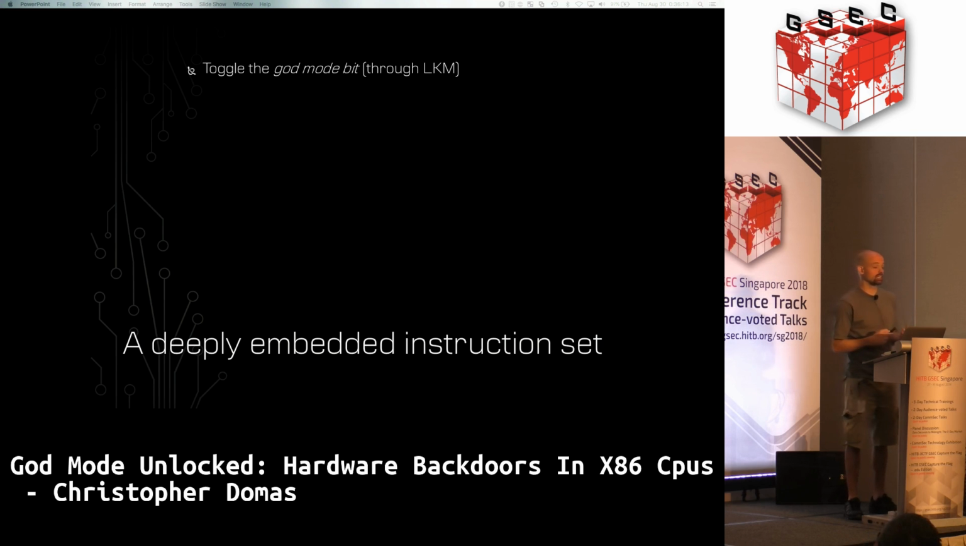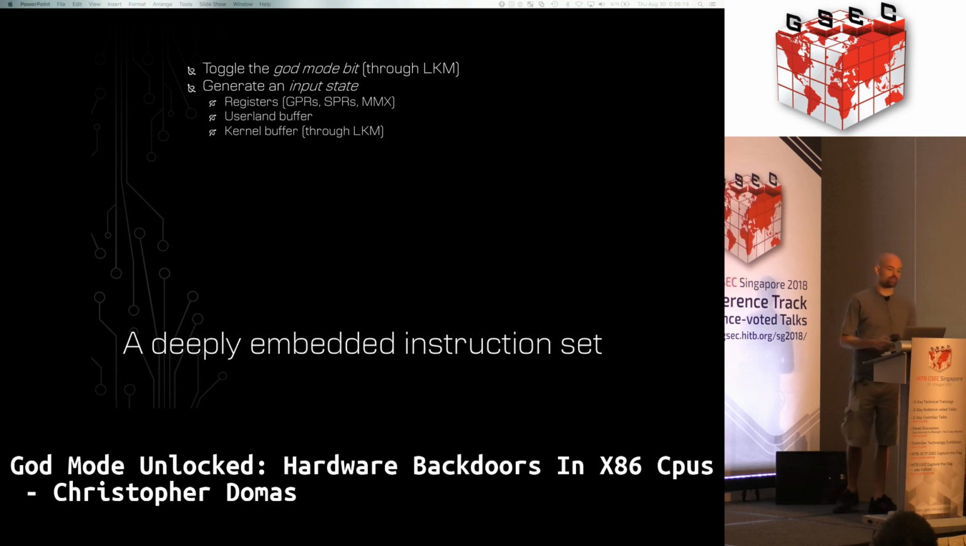So what this would look like is we would toggle the God mode bit. Remember, that's the part we do need ring 0 access for, just toggling this bit. We're going to do that through a loadable kernel module. And then I'm going to generate some sort of input state for the processor. Basically, I'm going to select values for all the processor registers. I'm going to create some buffers in userland. I'm going to create some buffers in the kernel. And I'm going to record all of those values.